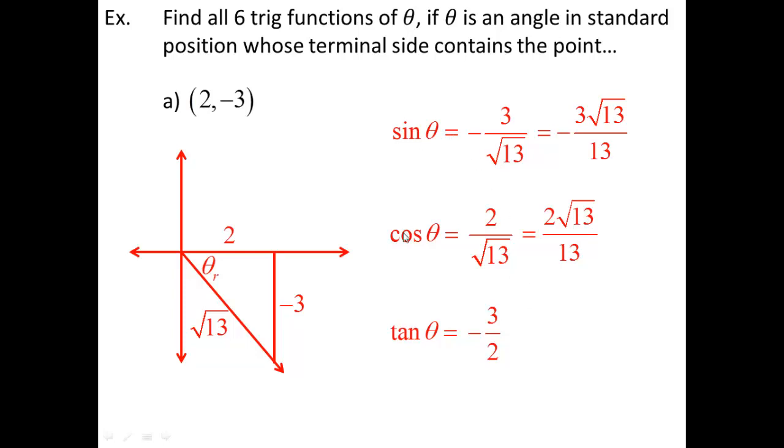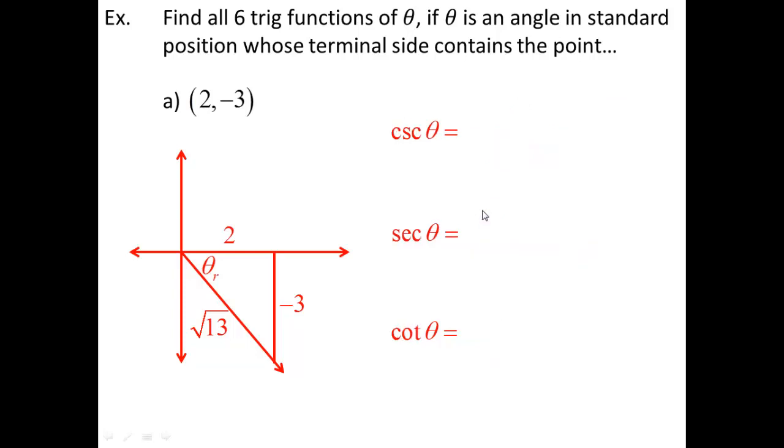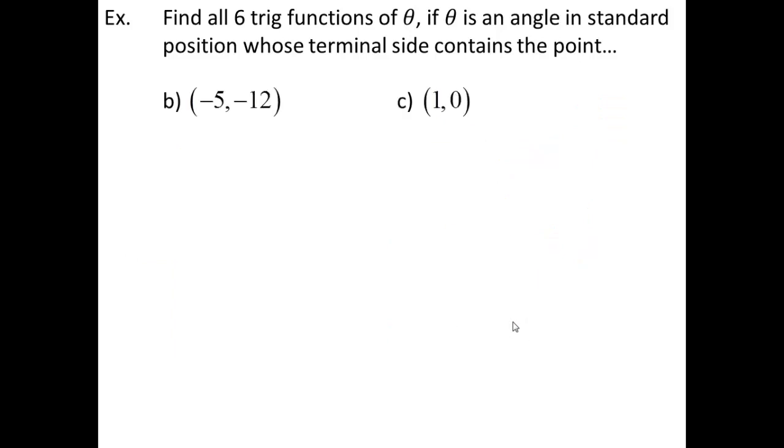To get cosecant, secant, and cotangent, let's just take these 3 and flip them upside down. So remember, I'm not going to waste time with these rationalized versions. I'm going to take the unrationalized versions and flip them upside down. So when I flip them upside down, I'll get negative root 13 over 3, root 13 over 2, and negative 2/3. All right, here are 2 more. Why don't you give these a try, hit play when you're ready.